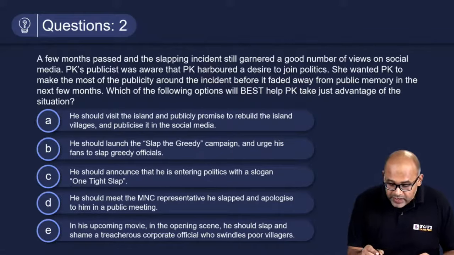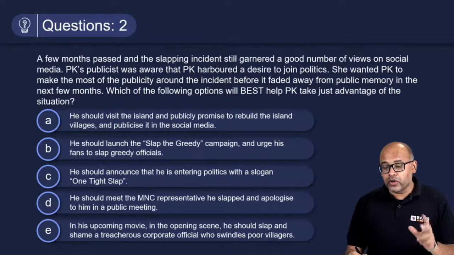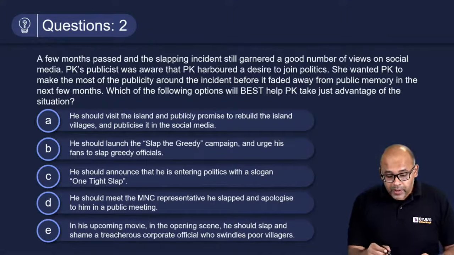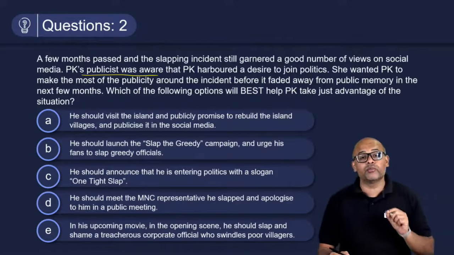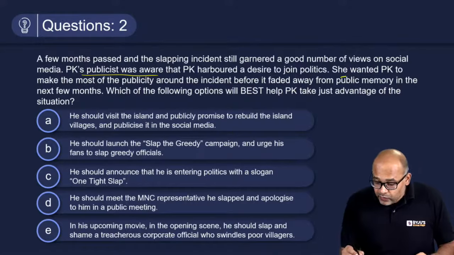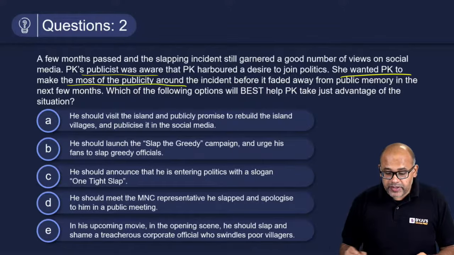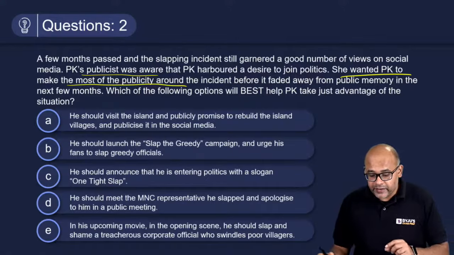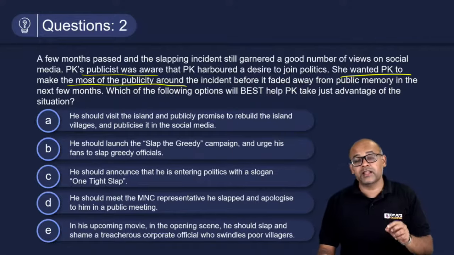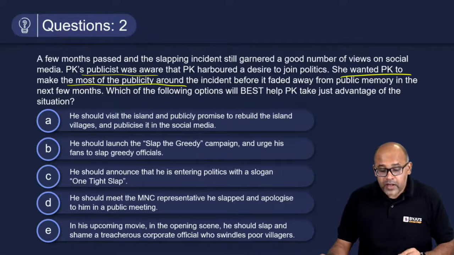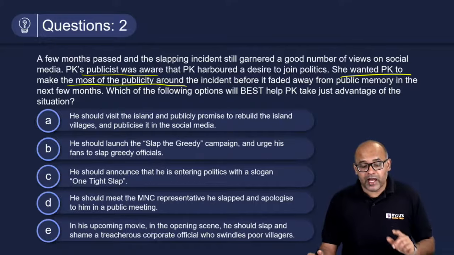A few months passed and the slapping incident still garnered a good number of views on social media. PK's publicist was aware that PK harbored a desire to join politics. She wanted PK to make the most of the publicity around the incident before it faded away from the public memory in the next few months. Remember, it is clearly saying that the memory will fade. Which of the following options will best help PK to take advantage of the situation?